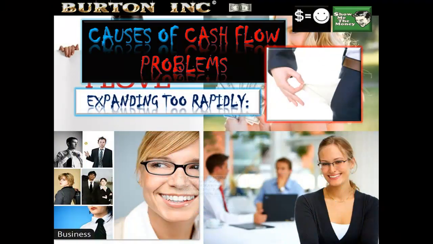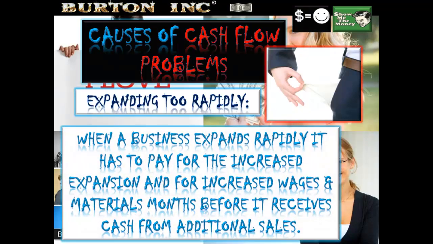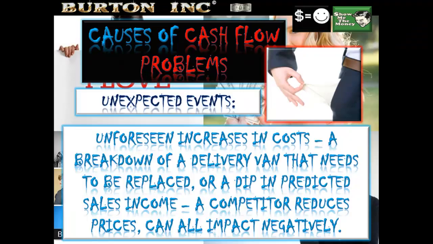Rapid expansion. When a business expands rapidly, not only does it have to pay for the cost of that expansion, increase wages and materials that are needed in the production process months before it starts to receive cash from their additional sales. And unexpected events, unforeseen increase in costs. Perhaps your delivery van breaks down, needs to be replaced. Sales income falls below expectations. Perhaps a competitor has a massive sale. Now all these sorts of things can impact negatively on cash flows, causing problems.